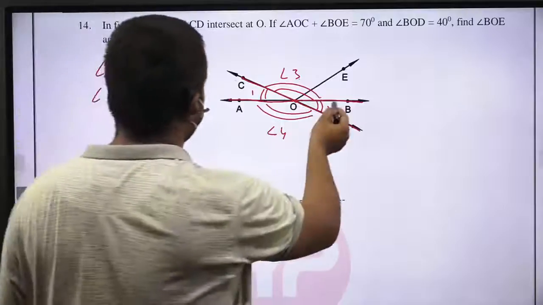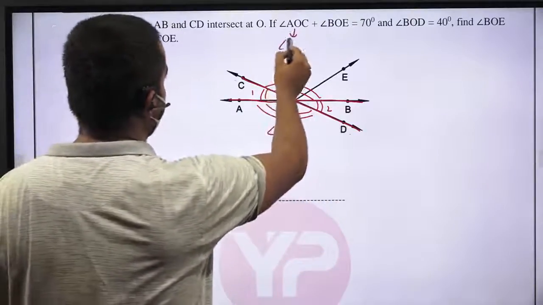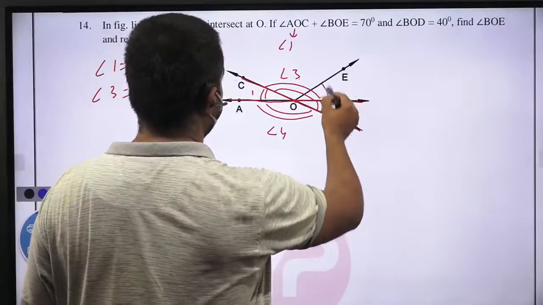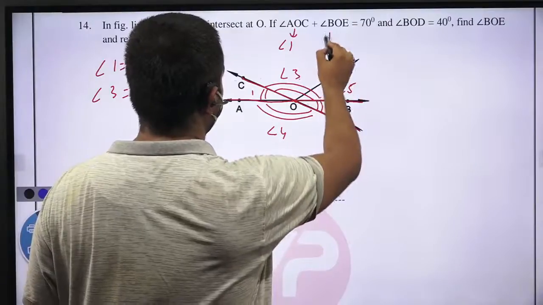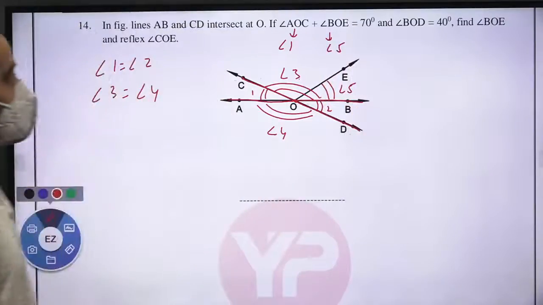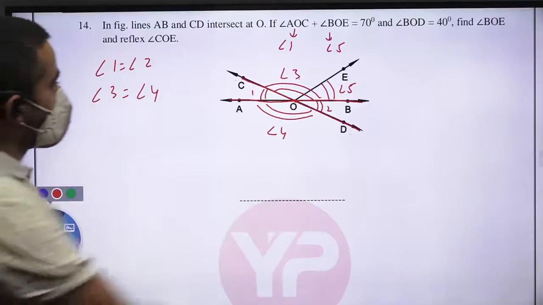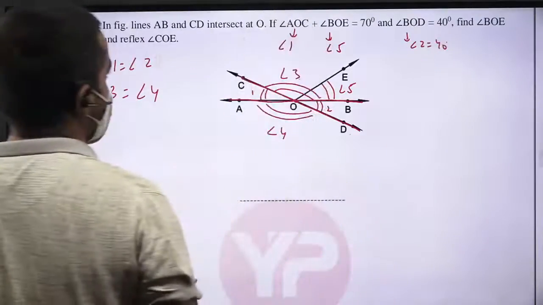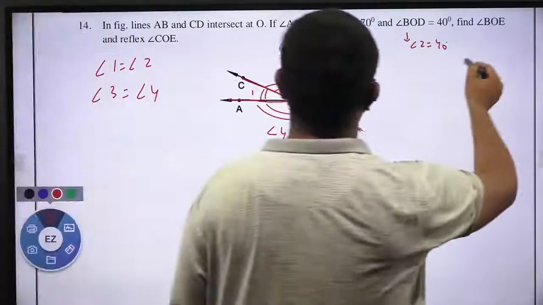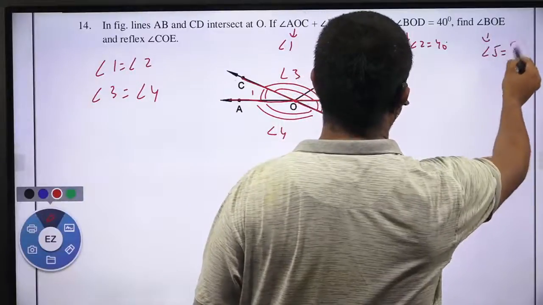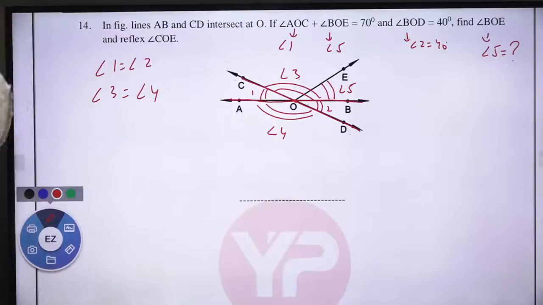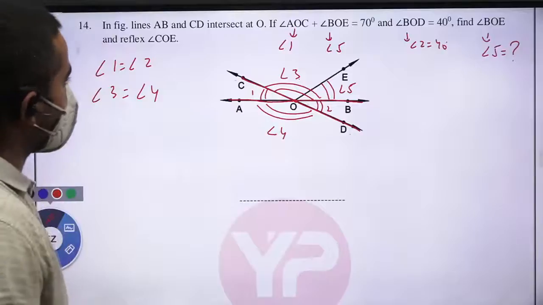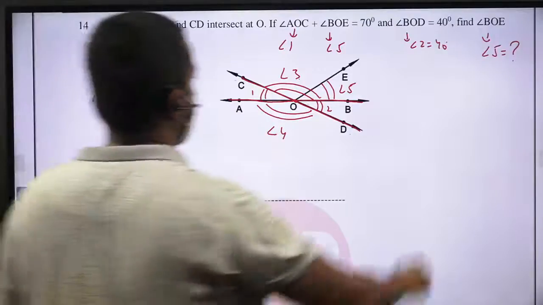We can name them. AOC, angle AOC, this is angle 1 according to us. And angle BOE, let's say this is angle 5. Angle 1 and angle 5 sum to 180. BOD is angle 2 according to us. That is 40. Now we have to find out angle BOE, so we need to find out angle 5, and reflex angle COE can be found out.